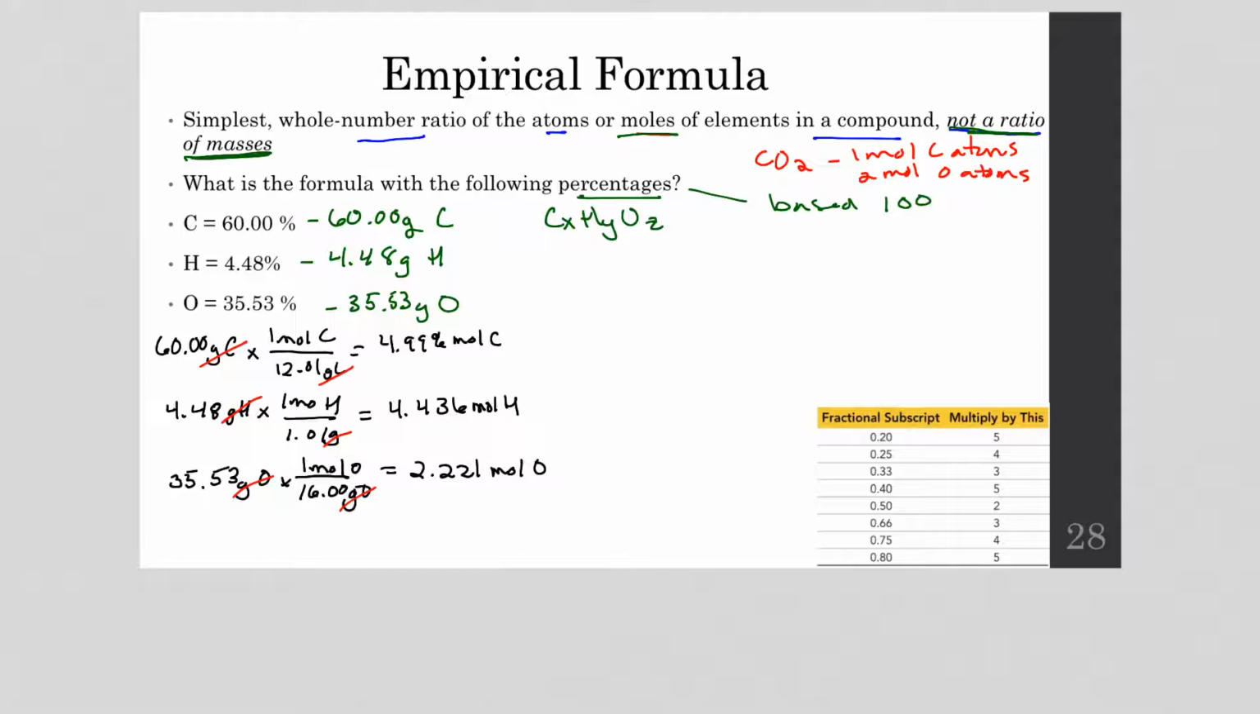So I could rewrite this formula now as carbon 4.996, hydrogen 4.436, and oxygen 2.221. But this is not very useful, right? Because chemical formulas have to be whole numbers, right? We need these to be a whole number ratio.